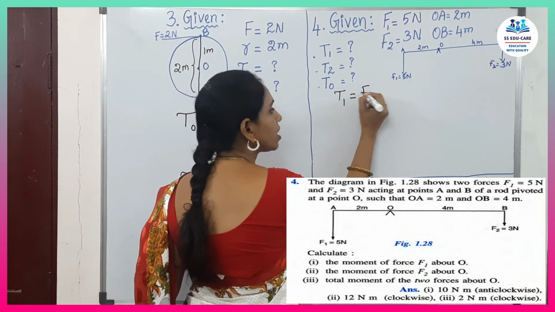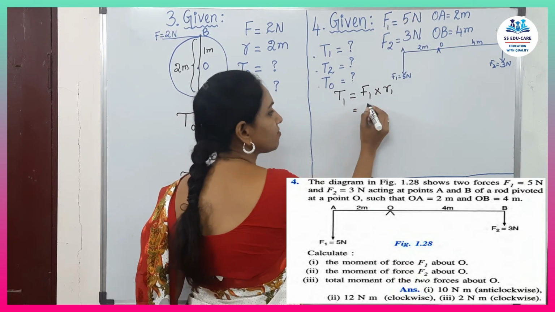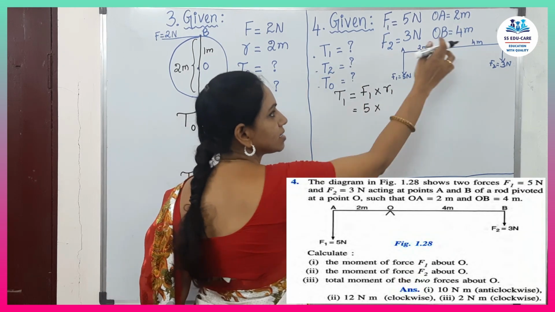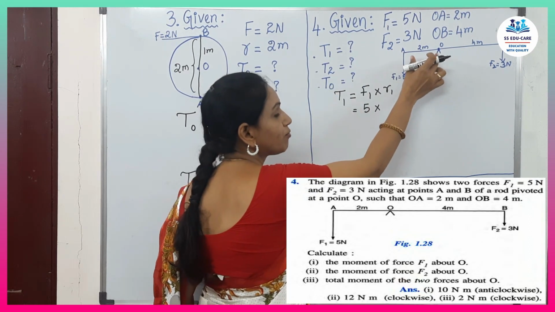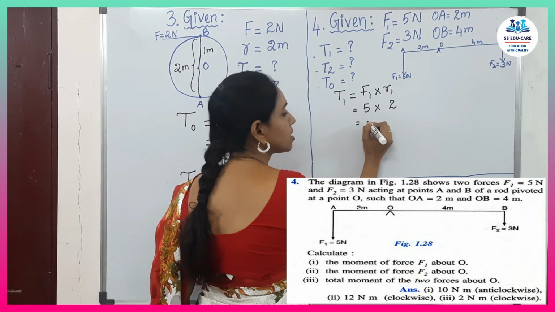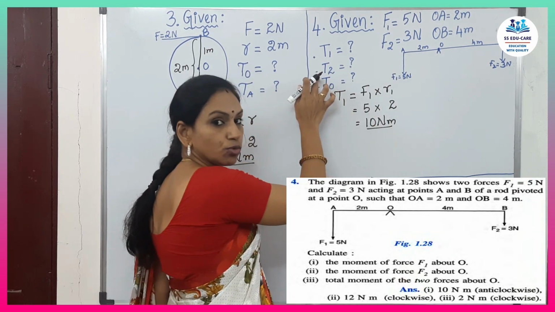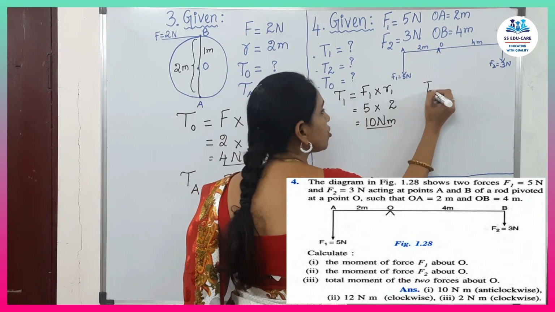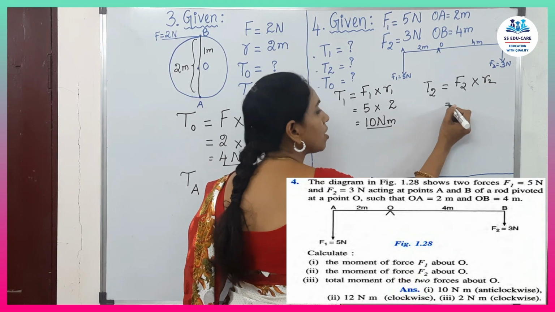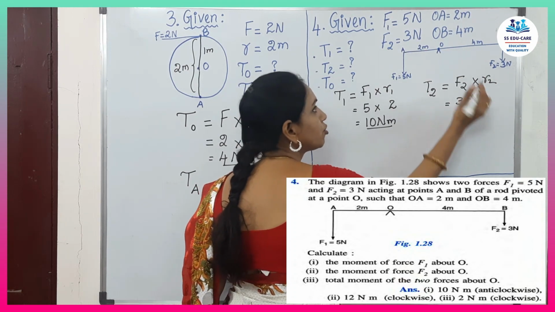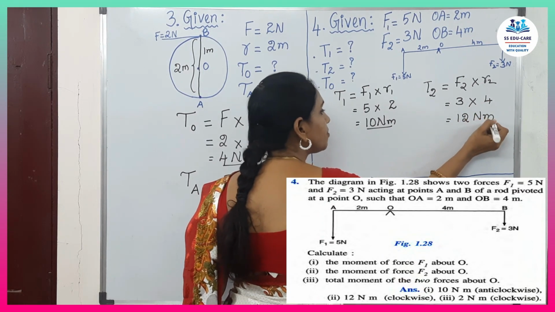So T1 is equal to F1 into R1. What is F1 here? 5 into the distance OA. Let me take this one at point O, F1. So it is 2. That is equal to 10 Newton meter. Now T2 is at point B. So T2 is equal to F2 into R2, where F2 is 3 into R2 is 4. That is equal to 12 Newton meter.